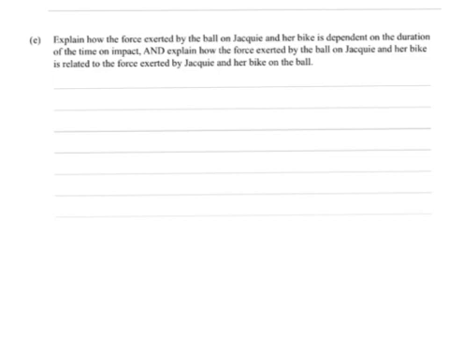E. Explain how the force exerted by the ball on Jackie and her bike is dependent on the duration of the time on impact. So this is an explain, but the formula, and explain how the force exerted by the ball on Jackie and her bike is related to the force exerted by Jackie and her bike on the ball. So there's two forces going in both directions. First part of this, I'll circle that because we've got two parts. Remember, there's two parts. First part, we'll call that one there.